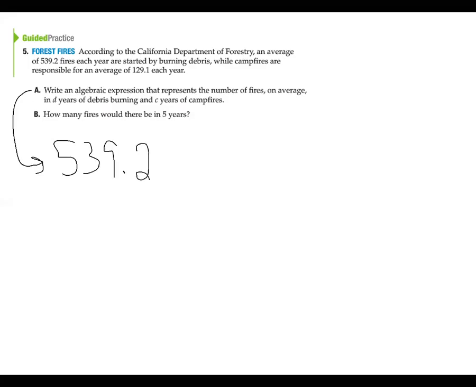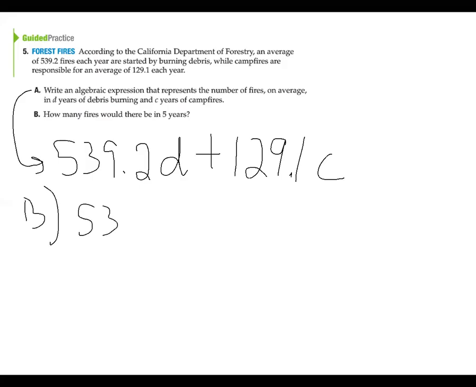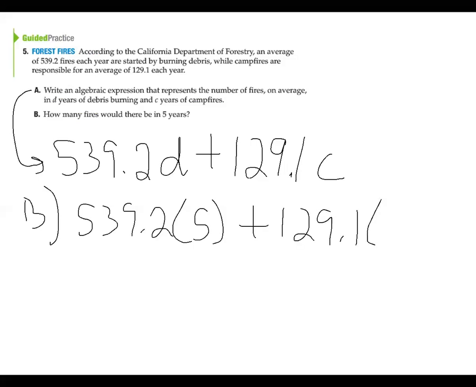539.2 D plus 129.1 C. So for part B, in 5 years, it'd be 539.2 times 5 plus 129.1 times 5. Now this one you might want to bust out your calculator for.